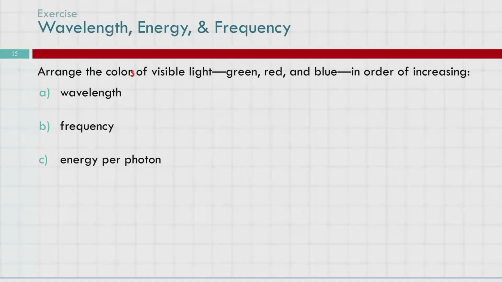All right, we are arranging the colors of visible light, those colors being green, red, and blue, not in that order, in order of increasing wavelength, frequency, energy per photon. What's our shortest wavelength of these three colors? Blue. Why do we know it's blue? It's closest to the bottom on our rainbow.